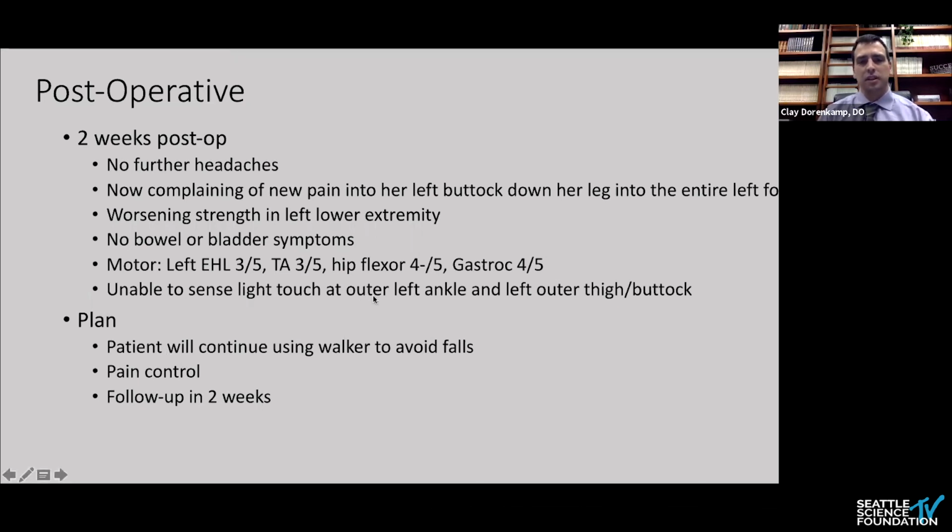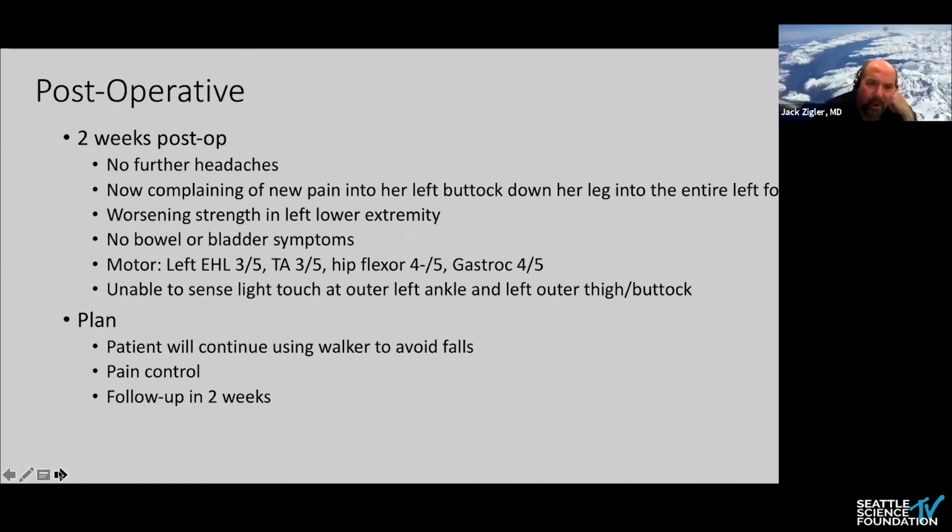She had worsening strength in her left lower extremity. She did not have any bowel or bladder symptoms, and now she had strength graded as 3 out of 5 in her tibialis anterior and EHL, and weak hip flexors as well. And she had lost sensation to light touch at her outer left ankle and outer thigh and buttock. So the plan at this point was continued to use a walker and avoid falls, pain control, and close observation.